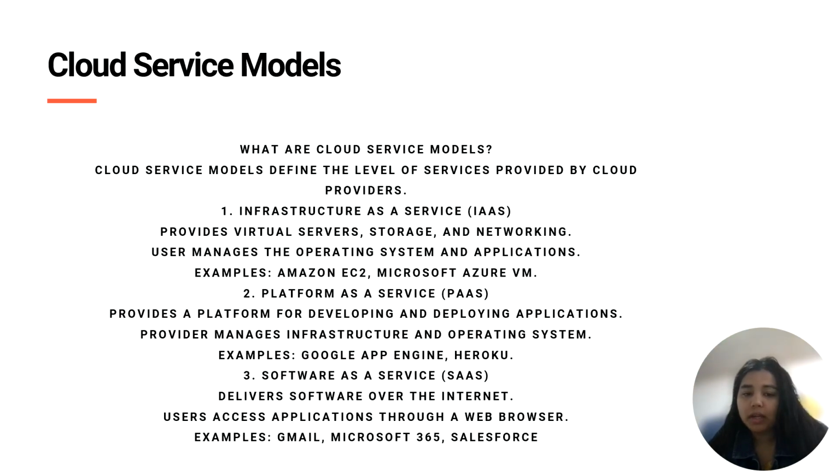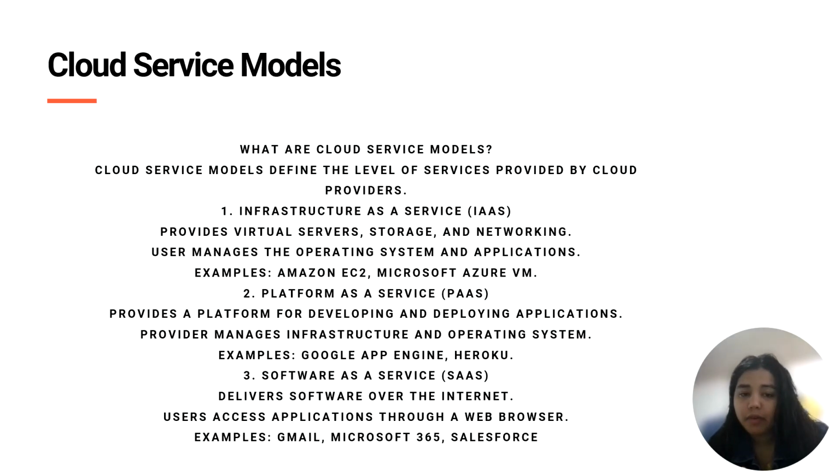Cloud service model. Cloud service models describe the different types of service offered by cloud providers. There are three main models. The first is infrastructure as a service, or IaaS. It provides virtual server, storage and networking. The cloud provider manages the hardware while the customer manages the operating system and application. Examples include Amazon EC2 and Microsoft Azure Virtual Machine.